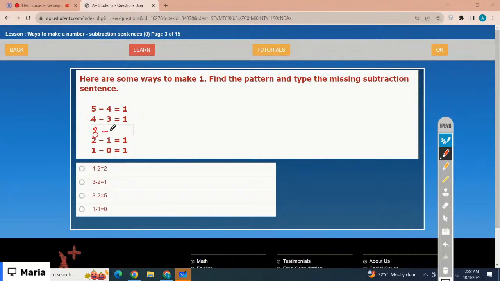Then you have 4, 3. Which number is here? The numbers are decreasing by 1. The second numbers are also decreasing by 1, right? So 4, 3, after 3 it would be 2. So that would be 3 take away 2 equals 1. The correct option is 3 take away 2 equals 1. The correct option is the second one. 3 take away 2 equals 1.